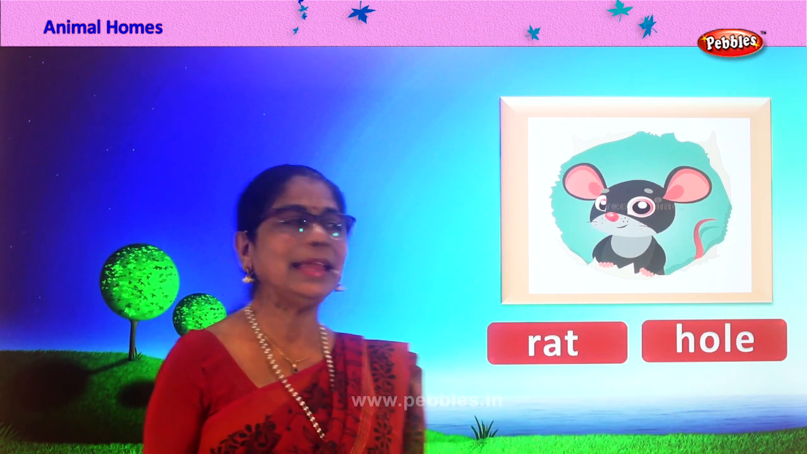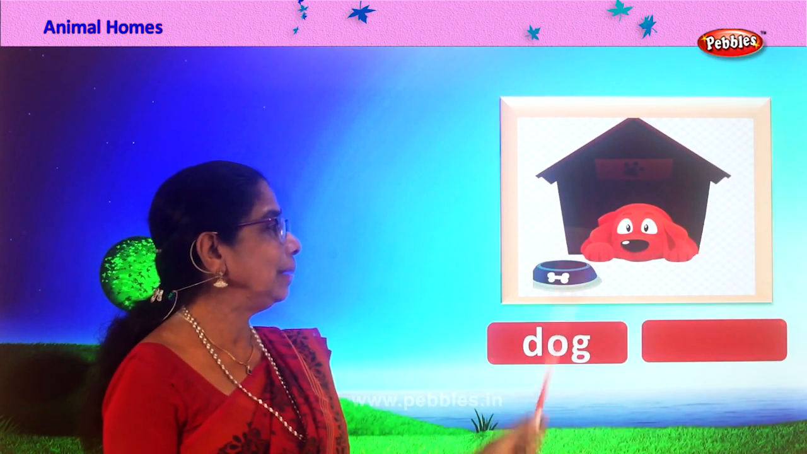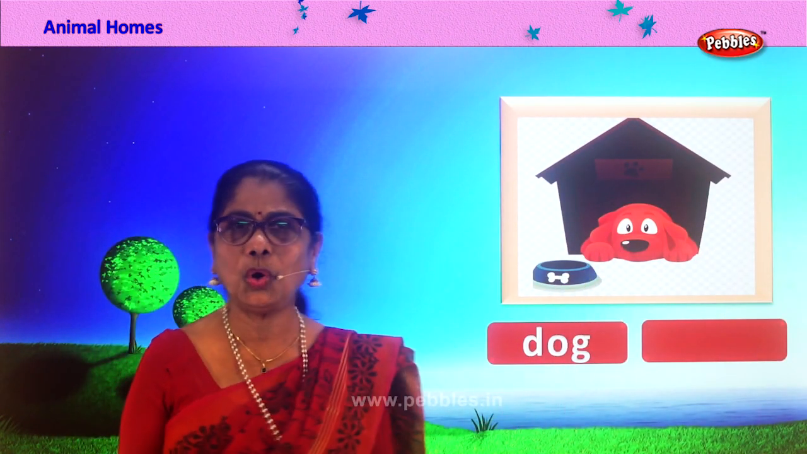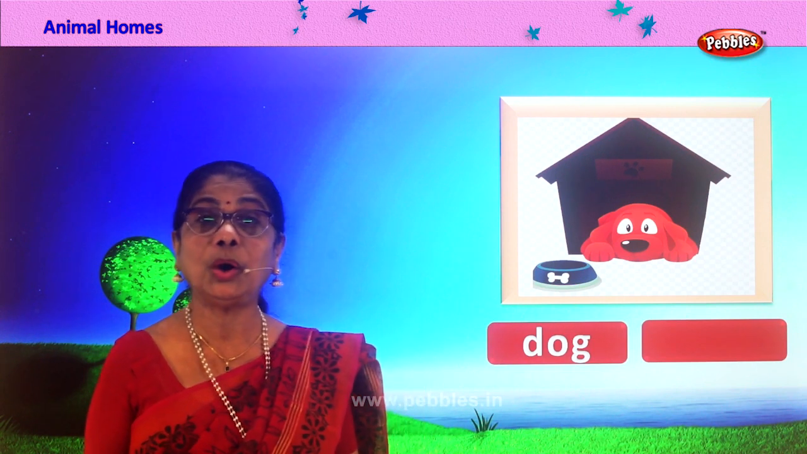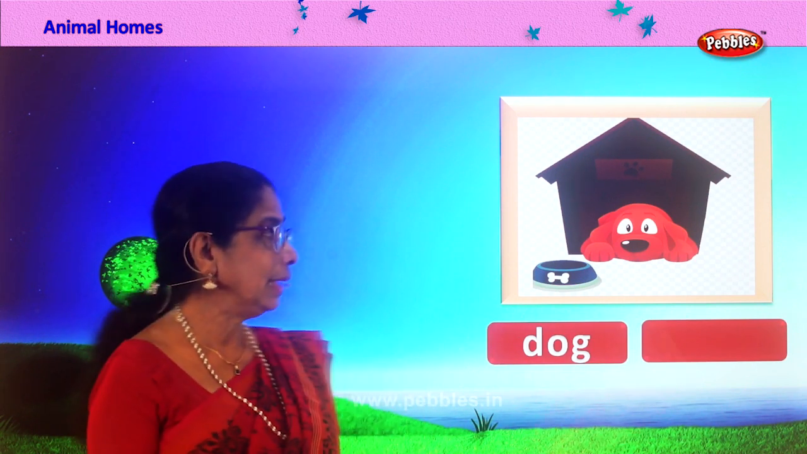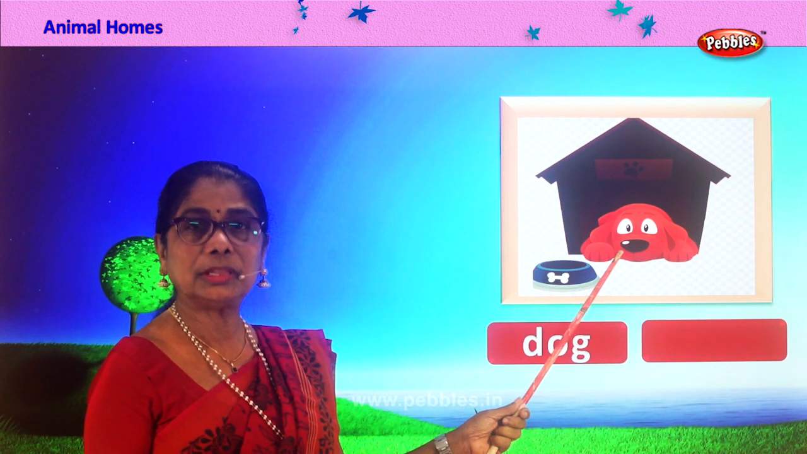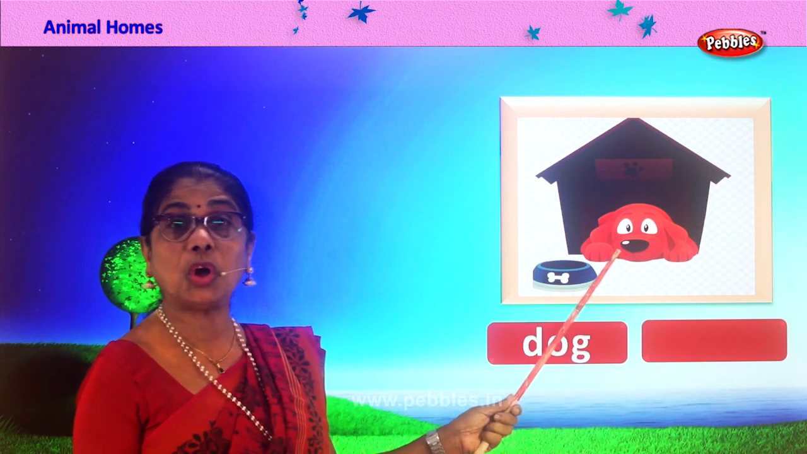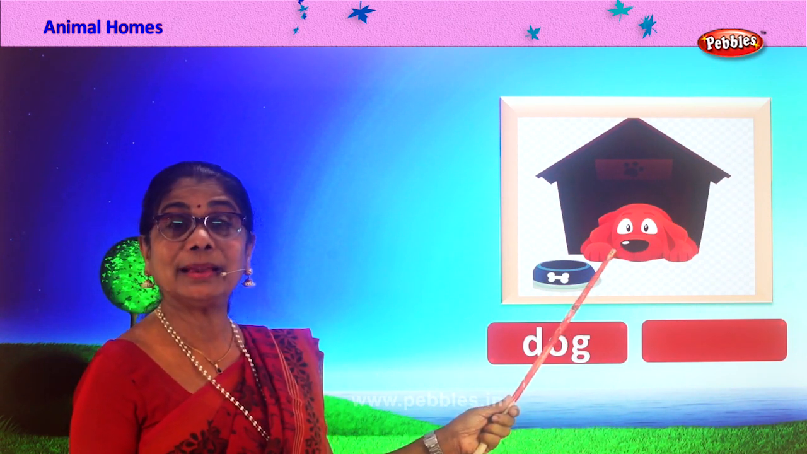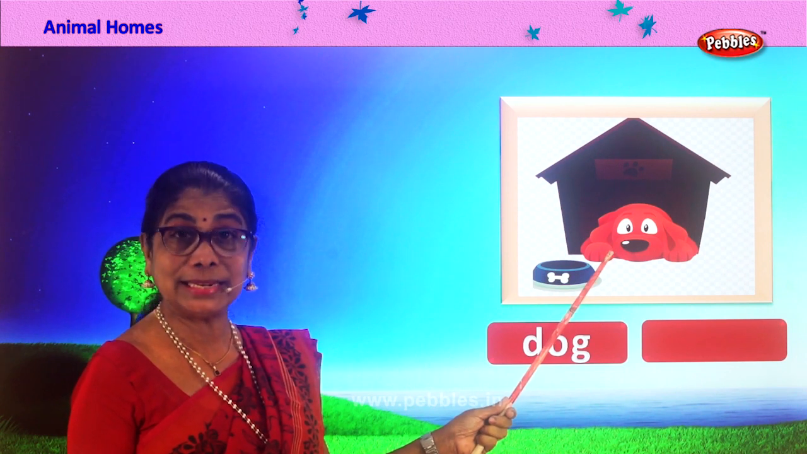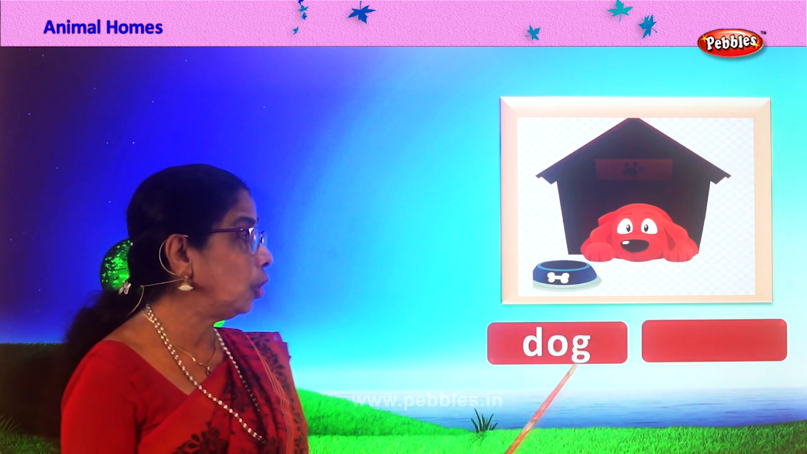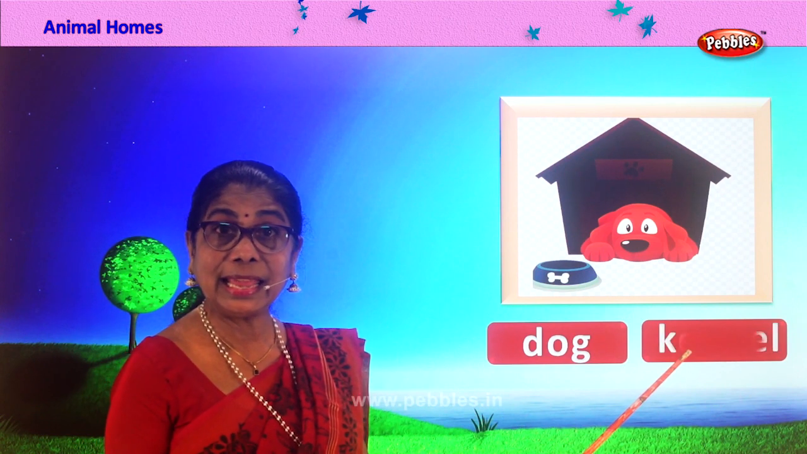Let's look at another animal. Kurt, here we are. Look at your little puppy. The dog. Always we make a home for them. Yes, the dogs. The dog's house is called a kennel. You make a kennel for him to sit in, to live in. Dogs live in a kennel.